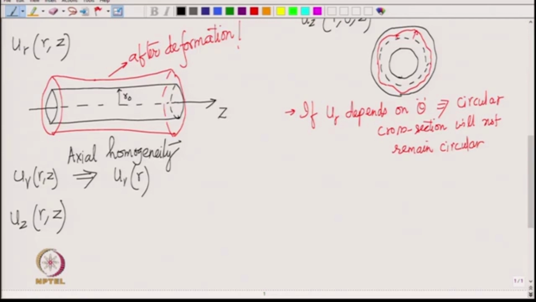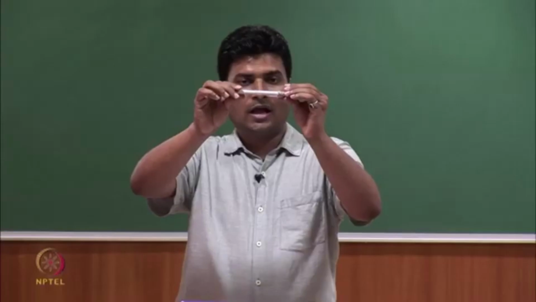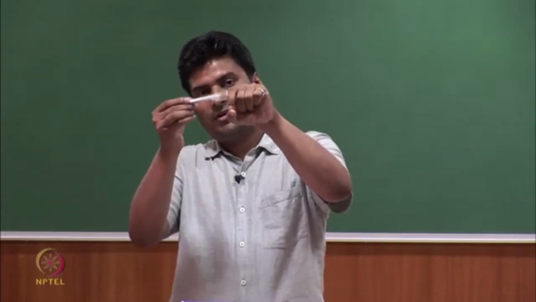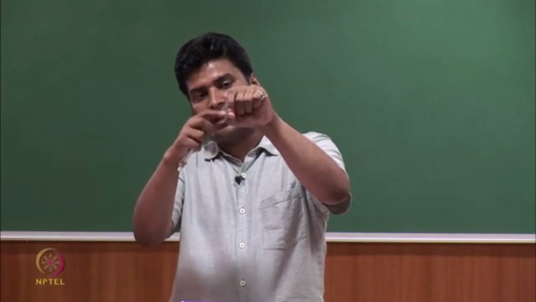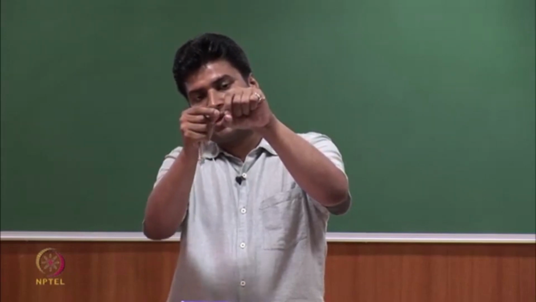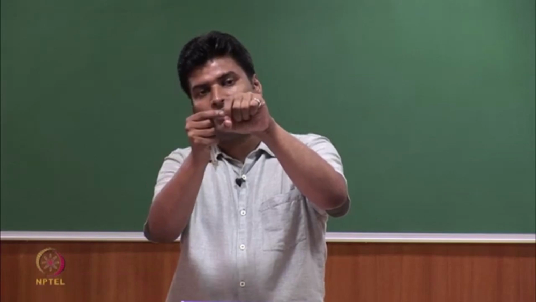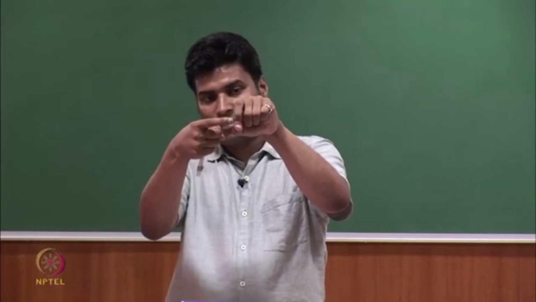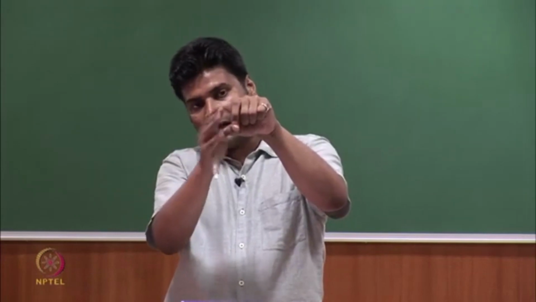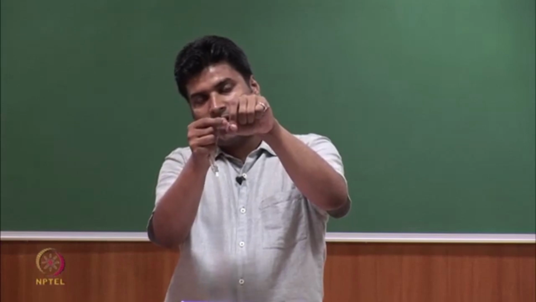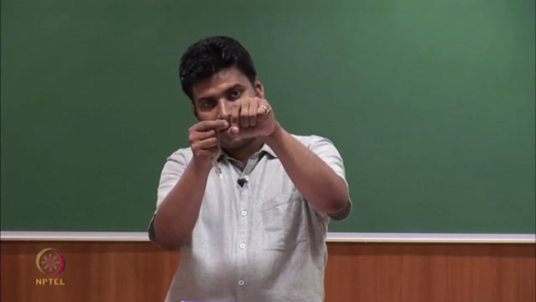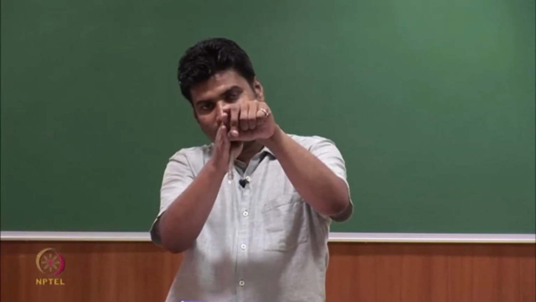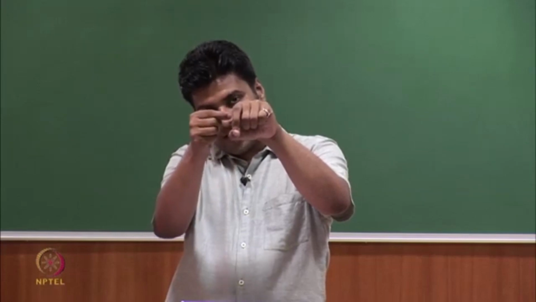So, think of a cross section. Here is again a cylinder, and think of a circular cross section here. Every point of this cross section has the same z value, because it is at some fixed axial location. And if there is some u z, then this planar cross section will actually come out.